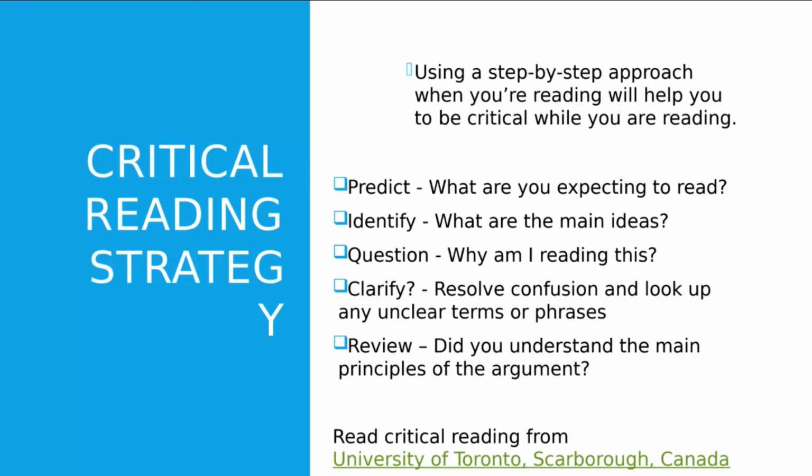So using a step-by-step approach when you're reading will help you to be critical while you're reading. It's very easy to read passively, but you need to be the judge. You're the judge in the trial, as it were. So you can look very much into exactly what you're reading it for. You trust what you read, but you don't have to take it all in. It doesn't have to be relevant for you. What are you expecting to read? Then you identify, what are the main ideas? Why am I reading this? Is this going to give you exactly what you want?